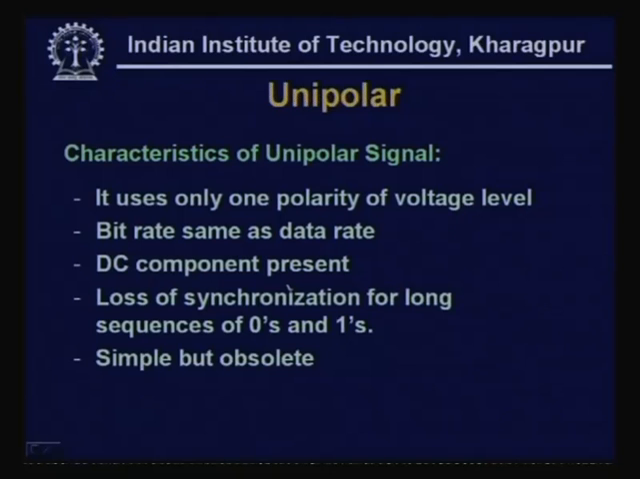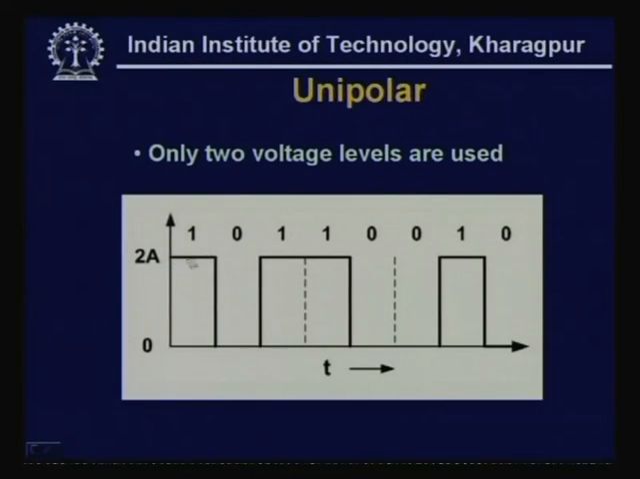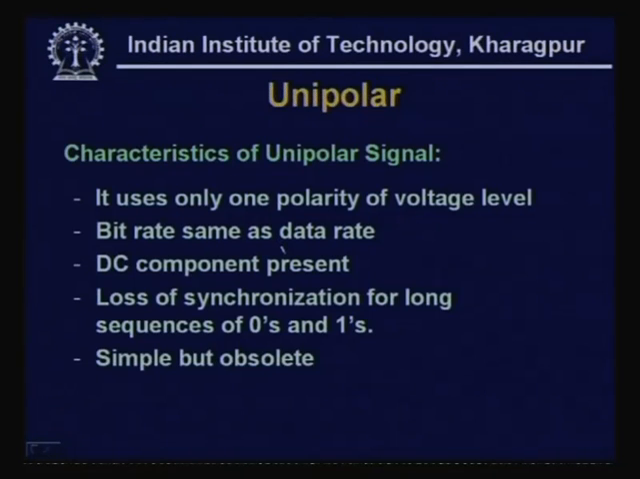Unipolar encoding has the following characteristics. It uses only one polarity of voltage level, as I mentioned, and here the bit rate is the same as the data rate. That means the modulation rate or baud rate is the same as the data rate. In other words, you have only one signaling element per bit. Unfortunately, as you have seen, we are using a signal of only one polarity. As a consequence, there will be a DC component, or the average value of the signal that will be received at the other end will have DC. So, there will be a DC component present in the signal.